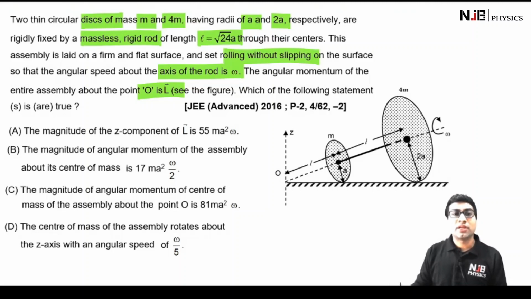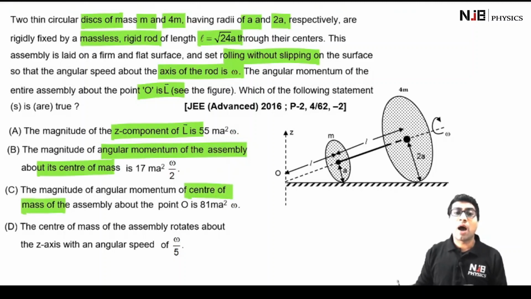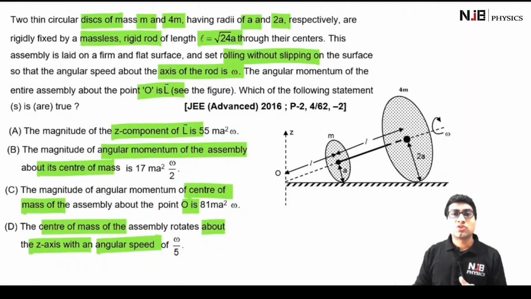So basically in option A, we have to find the Z component of this angular momentum. In option B, we have to find the magnitude of angular momentum of the entire assembly about its center of mass. In option C, we have to find the magnitude of angular momentum of the center of mass about the point O. And in option D, we have to find the angular speed of the center of mass of the assembly about the Z axis. Well, this is one of the most challenging questions that IITs have ever asked. So let's see how we are going to solve this problem.